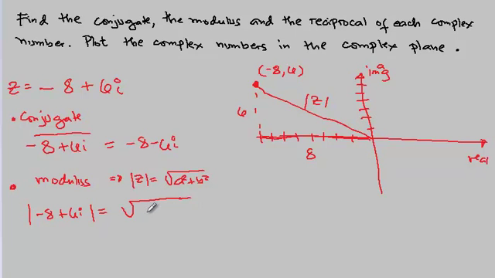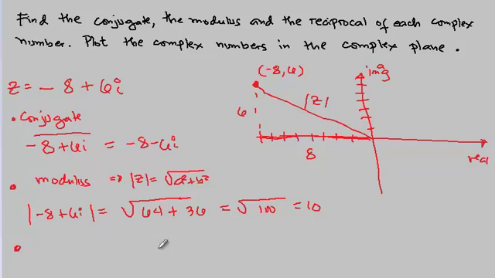What is a? A is negative 8. Negative 8 squared is still 64. What is 6 squared? That's 36. And the square root of that will become what? Well, that's the square root of 100. That's 10. The modulus is 10. So if this is 6 and this is 8, then that hypotenuse is 10.